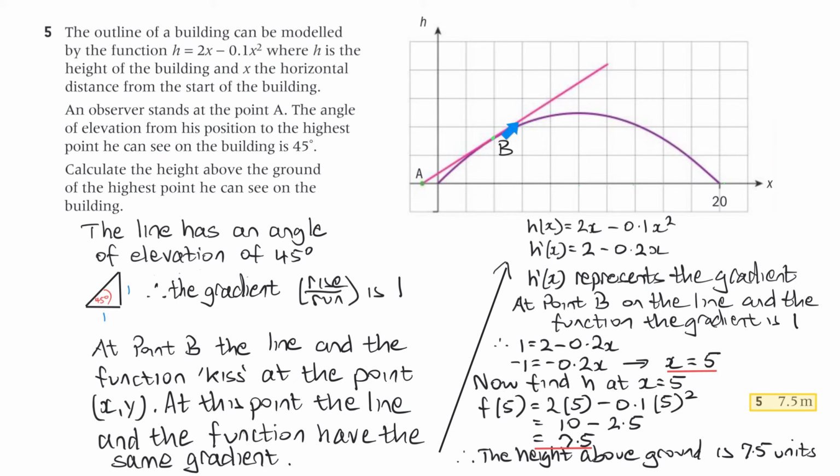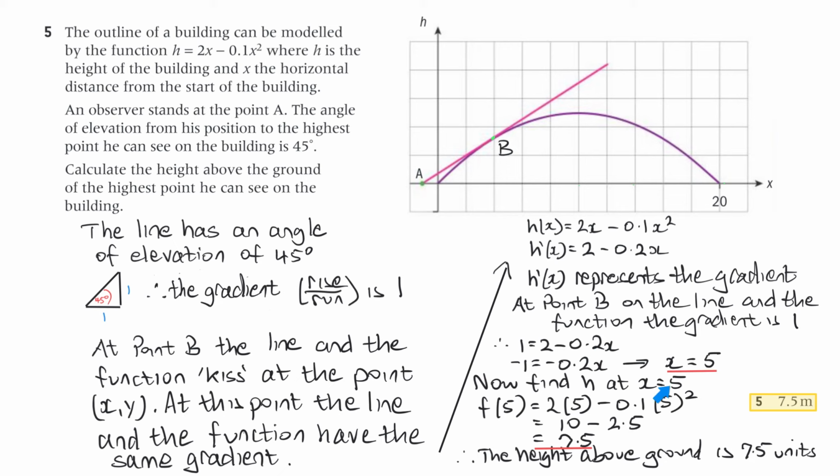So we know that the gradient of the line is 1 at that point B, and the gradient of the function is also 1. So all we need to do is equate this equation here, the derivative, to 1, because we know the slope at that point is 1. We just need to find what the value of x is. So 1 equals 2 minus 0.2x, and we resolve that to x equals 5.